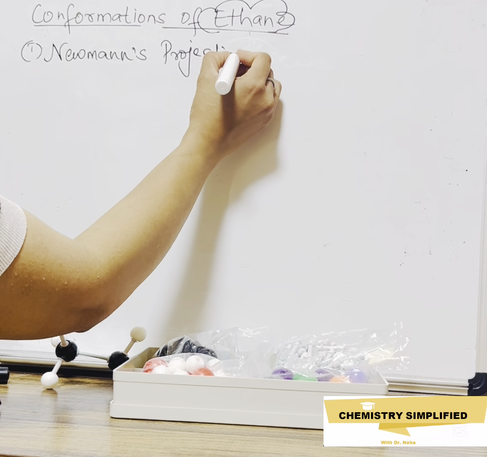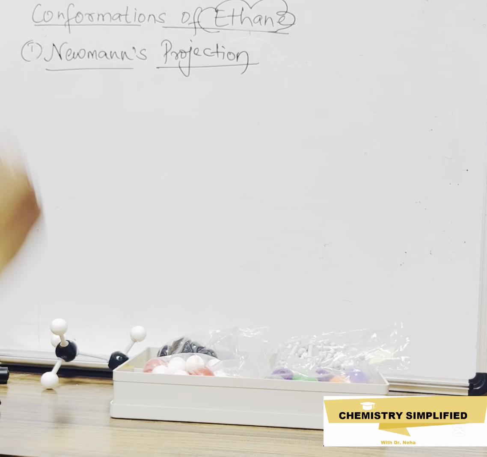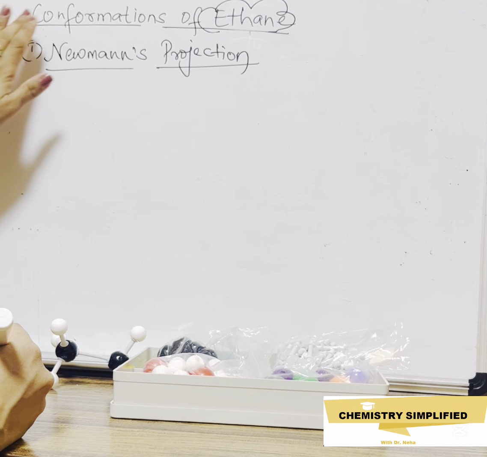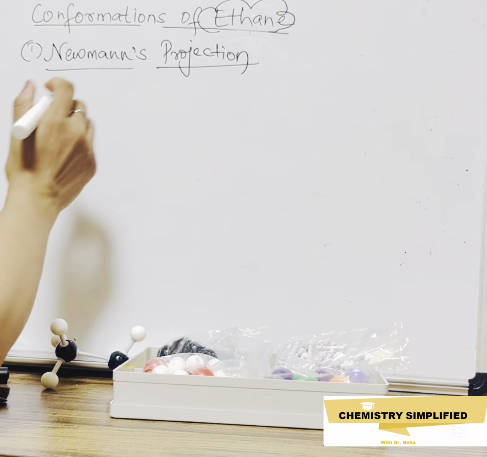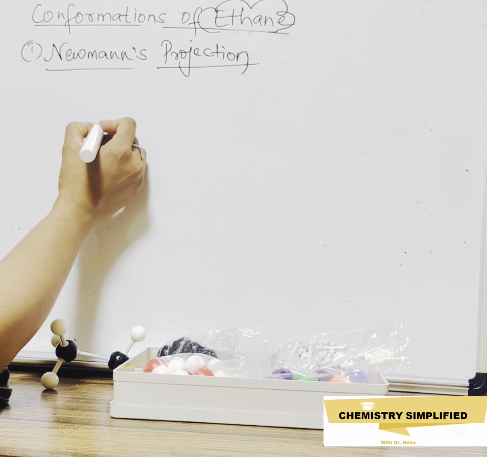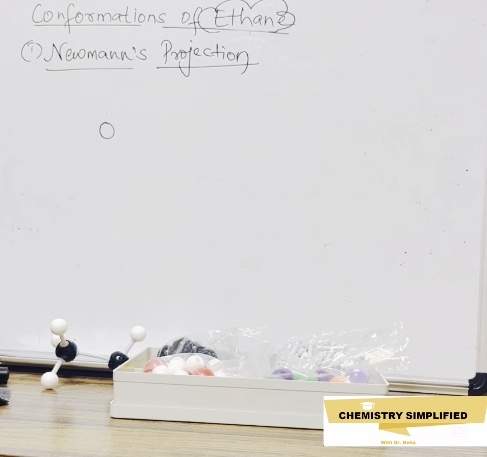Newman's projection. Now, how can we make conformations of ethane by Newman's projection? First I'll draw, then I'll explain to you. This is one carbon atom.